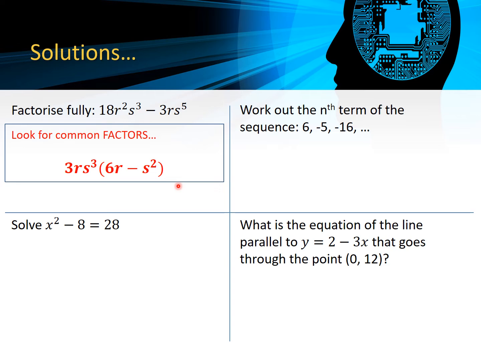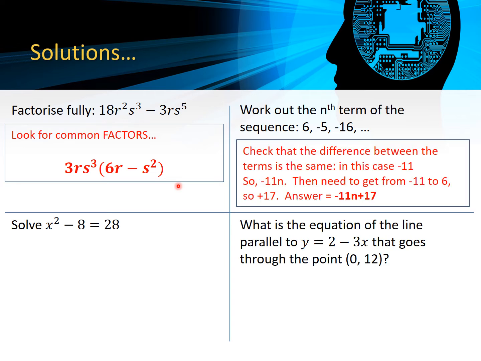Next one we're going to look at is the nth term of the sequence. So we check and see if they're doing the same thing each time. So in this case they are, and they're going down in 11s. So the first thing that I write down is minus 11n. Then I say, how do I get from minus 11 to 6? What do I need to do? I need to add on 17 to get from minus 11 to 6. So my answer is minus 11n plus 17.